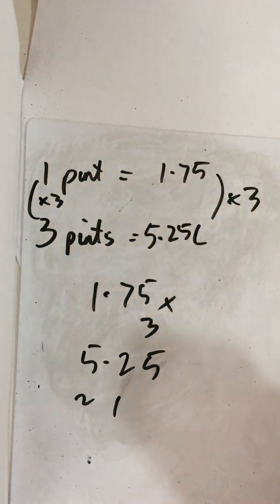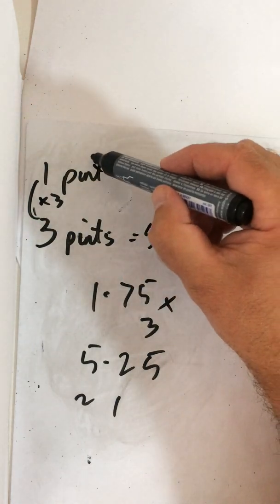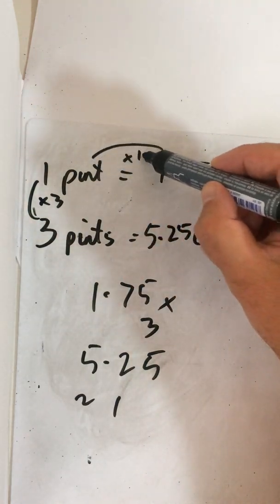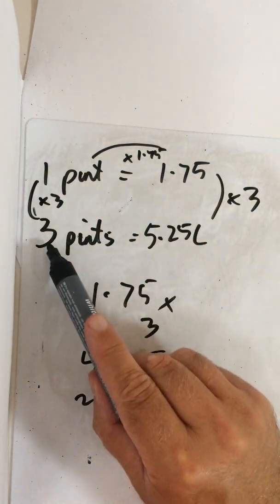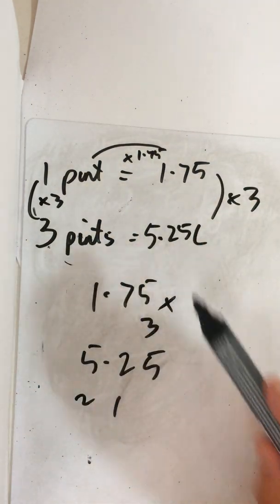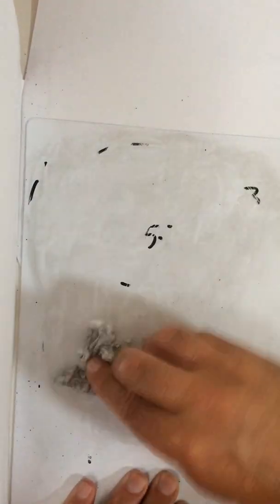So as long as we work downwards, multiplying by the same, or again I could times that by 1.75. You go 3 times 1.75 and you get the same answer. And then you get the same with fraction proportions of it. So let's have a little look.